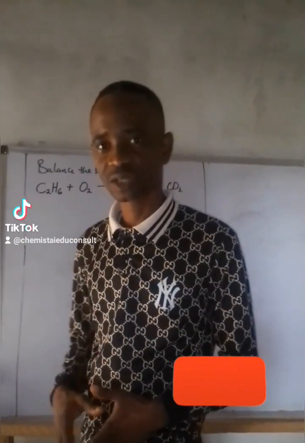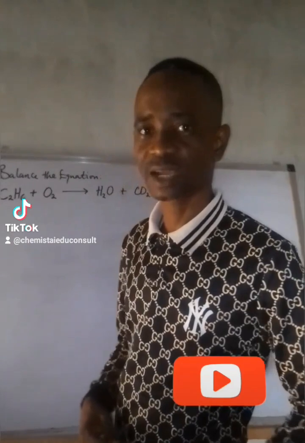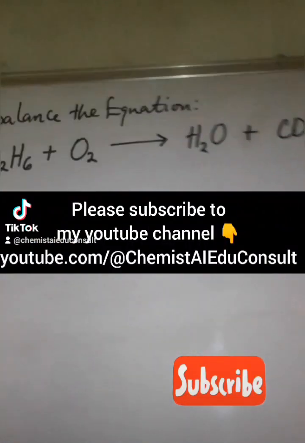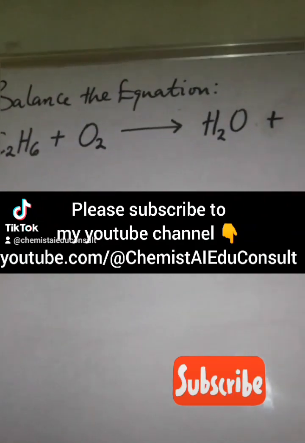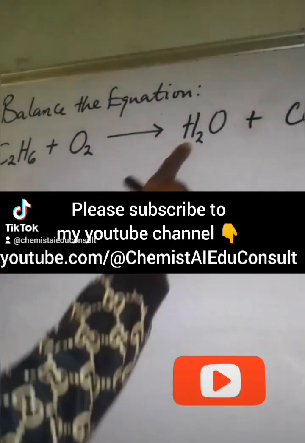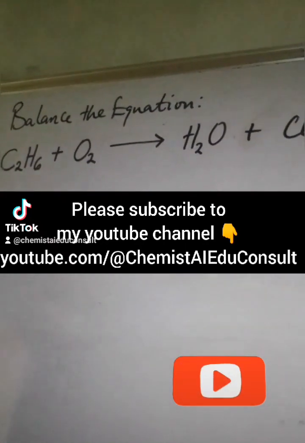We want to solve a question in balancing of chemical equation. And if you look at the board, the question reads, balance the equation where ethane gas reacts with oxygen gas to afford water and carbon dioxide gas.